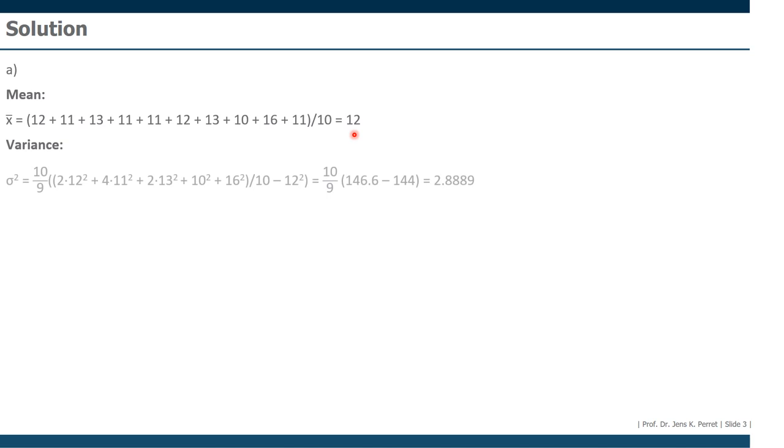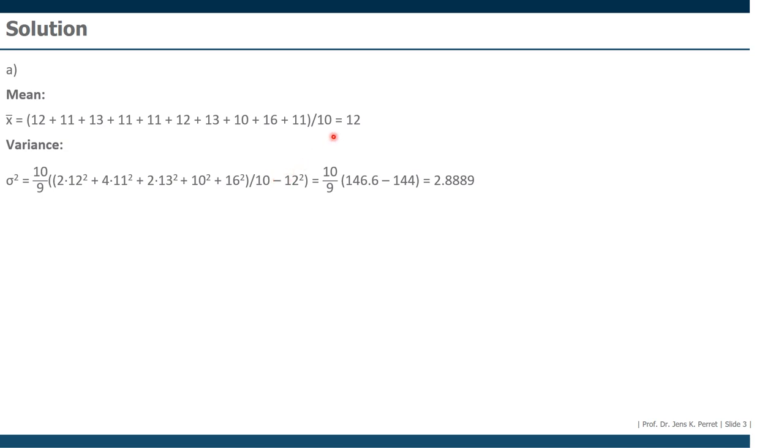Based on this, we can calculate the variance. First off, we have the correction factor, which is simply the number of observations divided by the number of observations minus 1, so 10 divided by 9. In the first brackets, we are summing up the squared values. So we go 12 squared, 11 squared, 13 squared, 11 squared, and so forth. For brevity's sake, we have 12 two times, so I'm writing 2 times 12 squared, plus 11 four times, so 4 times 11 squared, plus 2 times 13 squared. That's the first part, again divided by the number of observations.